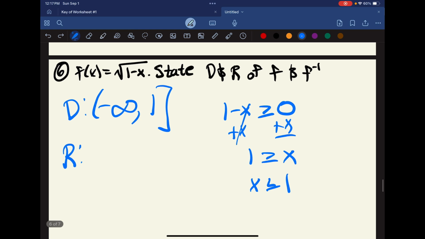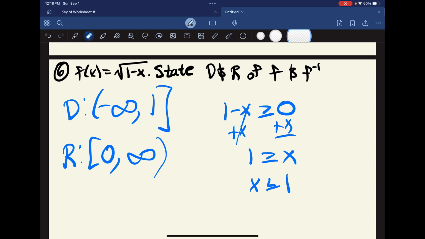Okay, now for the range. Range is just what possible values a square root can give you. So you take the square root of something, can it give you a positive number? Yeah. Can it give you 0? Yeah. Can it give you a negative number? Taking the square root of something will never give you a negative number. So then we say it can give us 0, so we put a closed bound on 0, and then we go all the way up to infinity. So the range will be 0 to infinity.